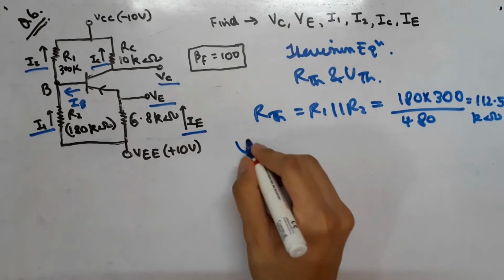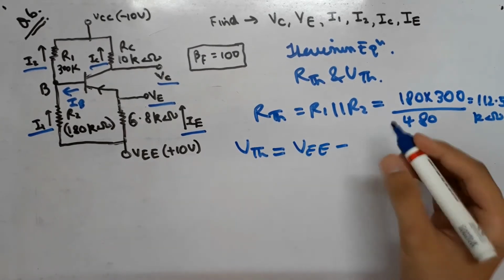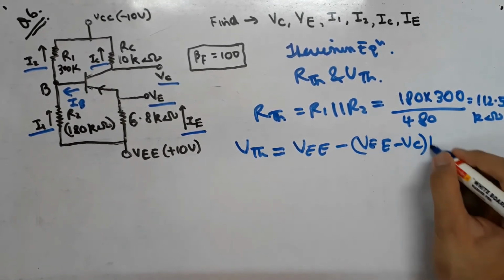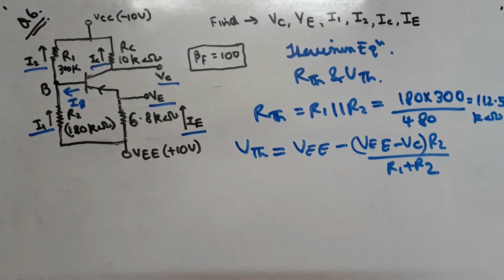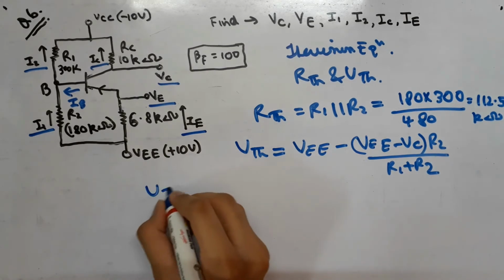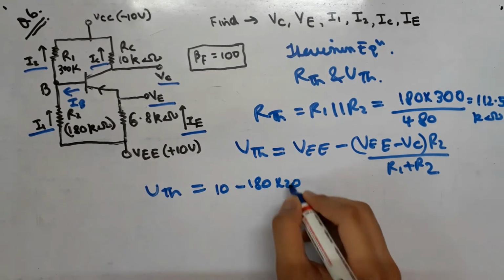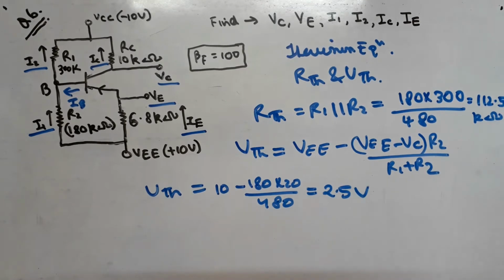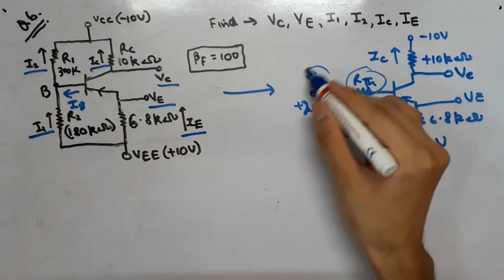Now for finding the value of VTH, we have the formula VEE minus VC into R2 upon R1 plus R2. Now we will simply put the values which are given in the question, that is VTH will be equal to 10 minus 180 into 20 upon 480, equal to 2.5 volts. Now we will draw the equivalent Thevenin circuit. Now we have drawn the equivalent Thevenin circuit by using RTH and VTH.